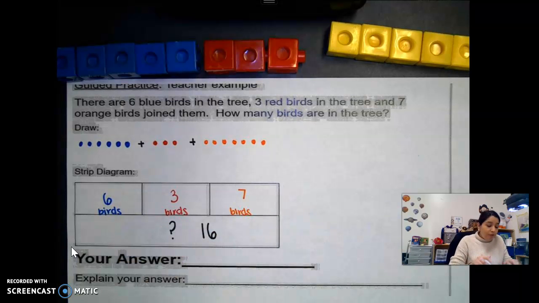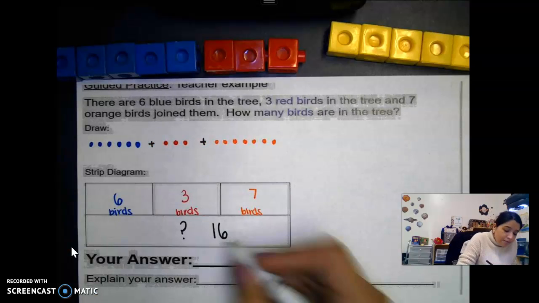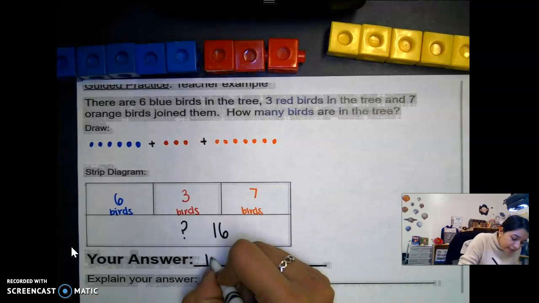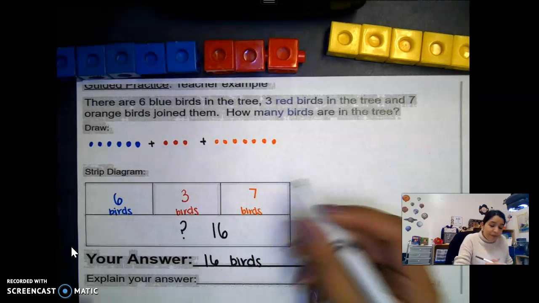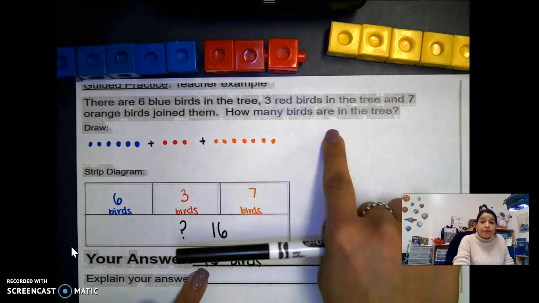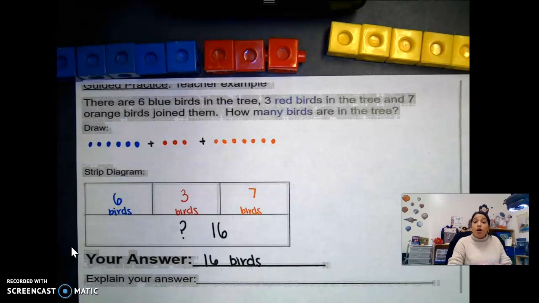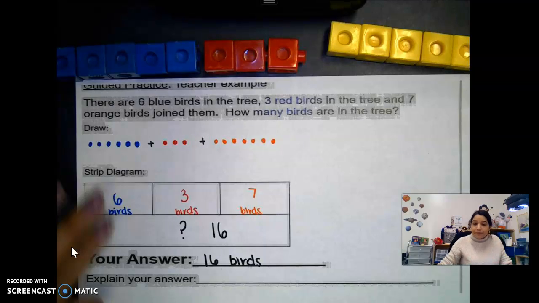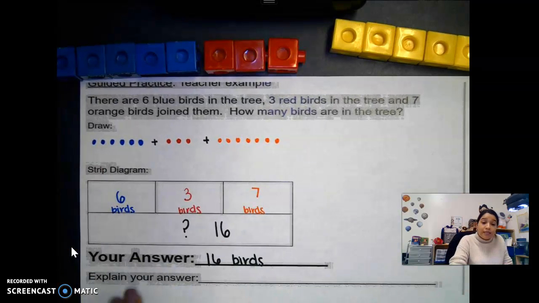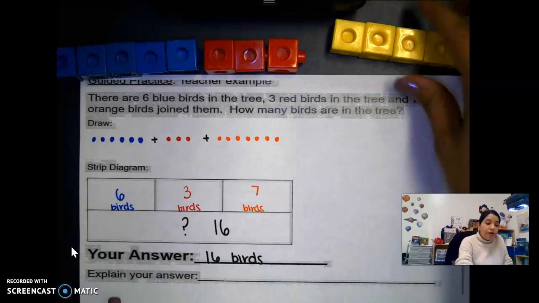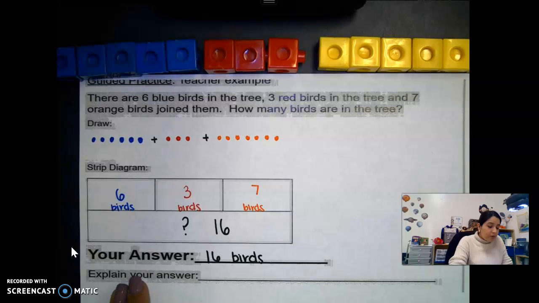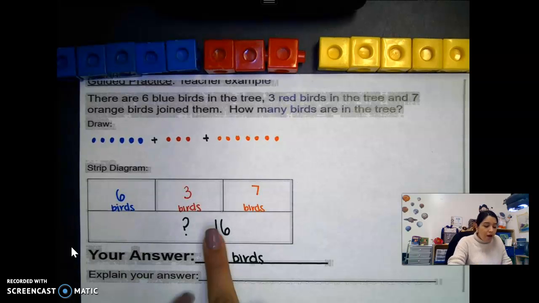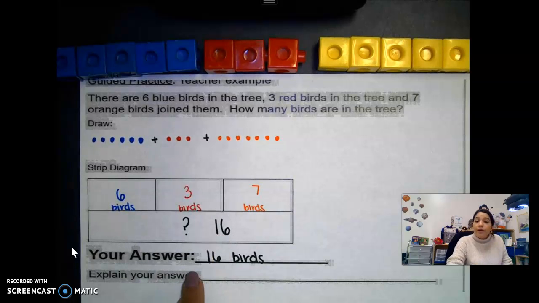So right here where it says your answer, I'm going to put 16 birds. Because we had 16 birds in the tree. We had 16 birds all together. Where it says explain your answer, how did we get 16? That's what we want to know. We have to explain how we got 16. So how did we get 16 birds?